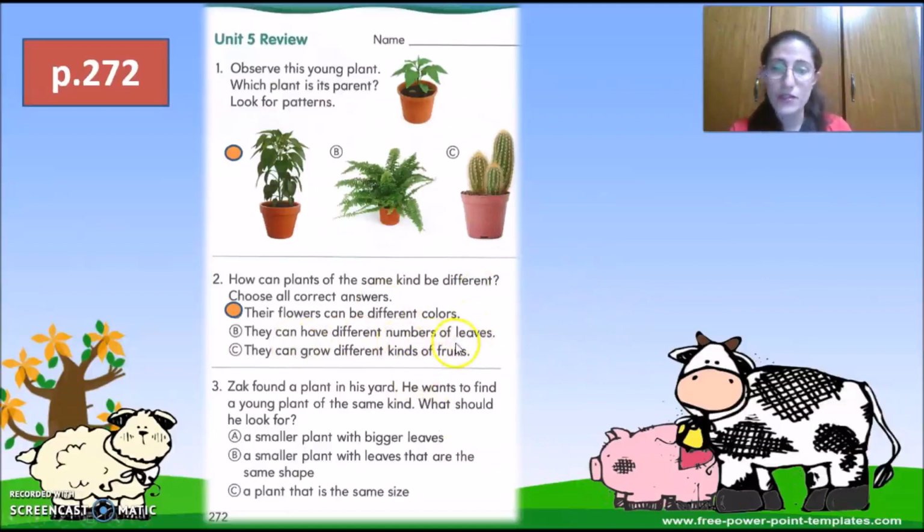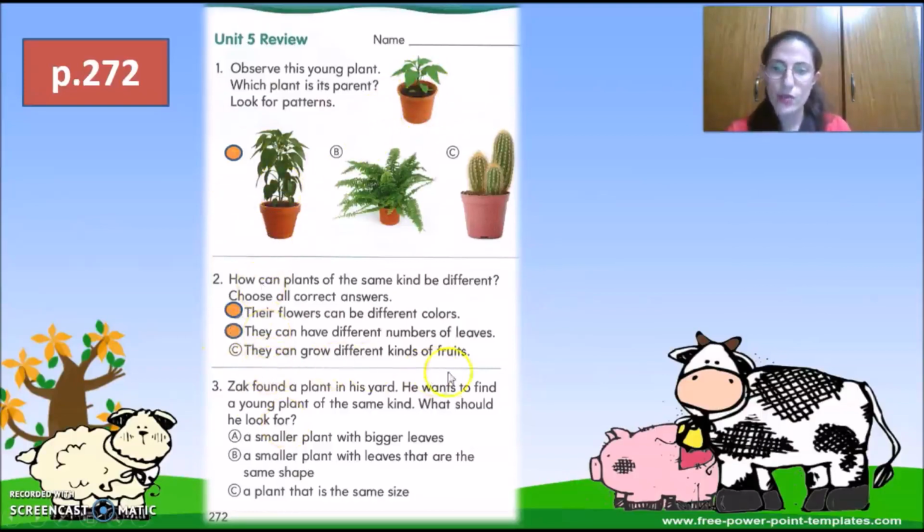B. They can have different numbers of leaves. Can 2 plants have different numbers of leaves if they are of the same kind? Well, let's check. For sure they can. Why? Because a younger plant has fewer leaves than the parent plant. So, of course, they could be the same kind of plant like number 1, but they have different numbers of leaves. Why? Because one is a younger plant and the other is an adult. So, of course, B is correct.